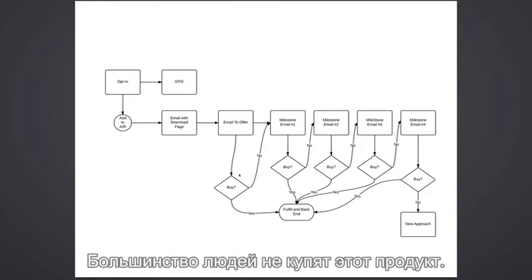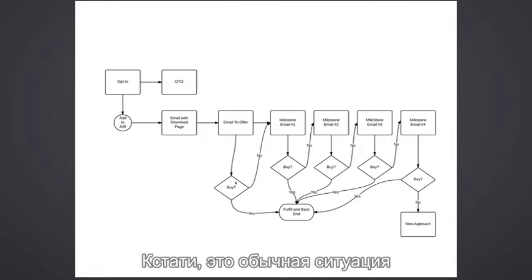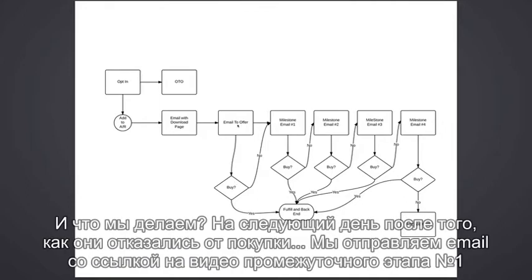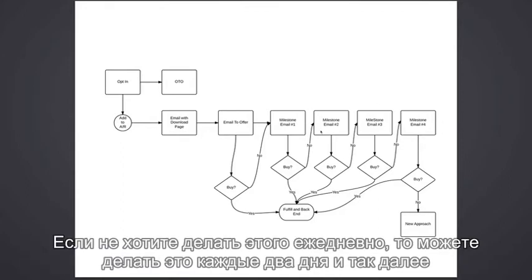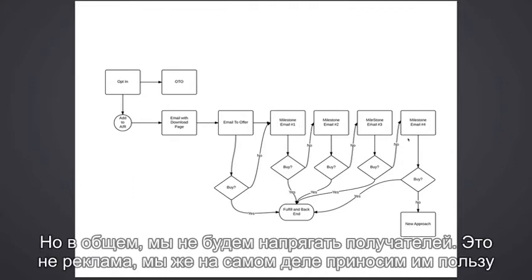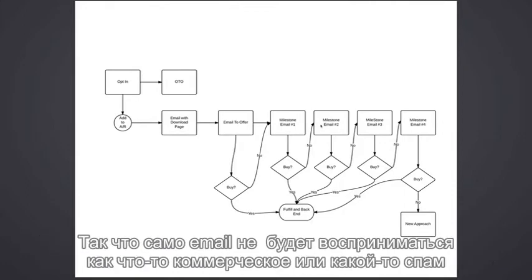Most of them will not buy then. That's just totally normal. So what we do is the next day after that, assuming they haven't bought, we email them the link to milestone video number 1, and then we do so subsequently every day until they buy something, right? If you don't want to do it every day, you can wait 2 days between one of them or something. But generally speaking, we're not going to be bothering them. This isn't pushy. It's actually adding value to them. So the emails themselves aren't going to be perceived as commercial and spammy and uncool.